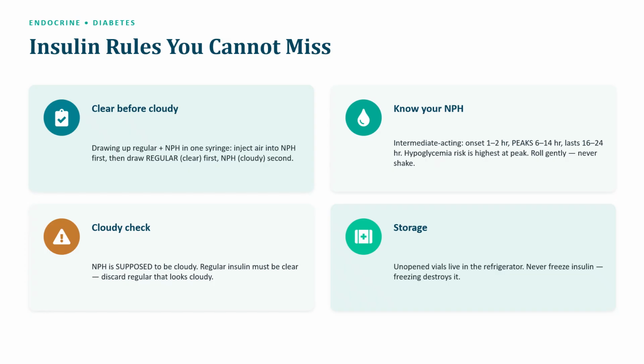Second, the NPH time course. Onset is 1 to 2 hours, peak is 6 to 14 hours, and duration is 16 to 24 hours. The risk for hypoglycemia is highest at peak. A patient who takes NPH at 7 in the morning is at greatest risk in the early to mid-afternoon.